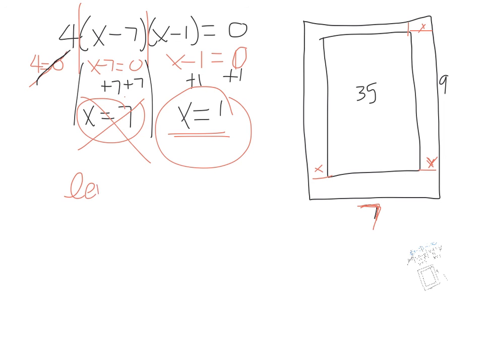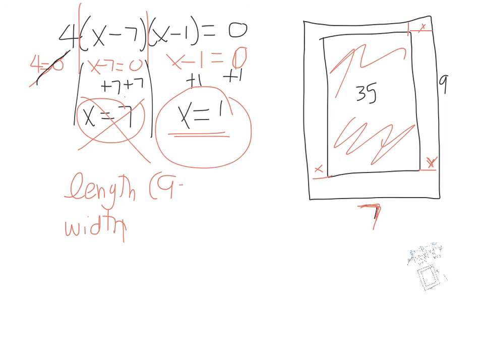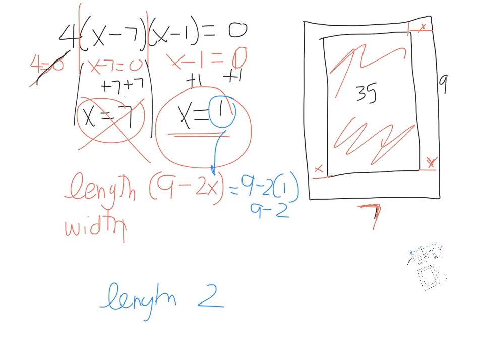And now we have to go back and figure out what is the length and the width of our smaller rectangle, the one in here. So we represented it with 9 minus 2x. That's the algebraic expression. Now we know that x equals 1, so we'll fit that in here. 9 minus 2 times 1 is 9 minus 2. So the length is 2. And this problem, I believe it was dealing in inches. So 2 inches. The width was 7 minus 2x.